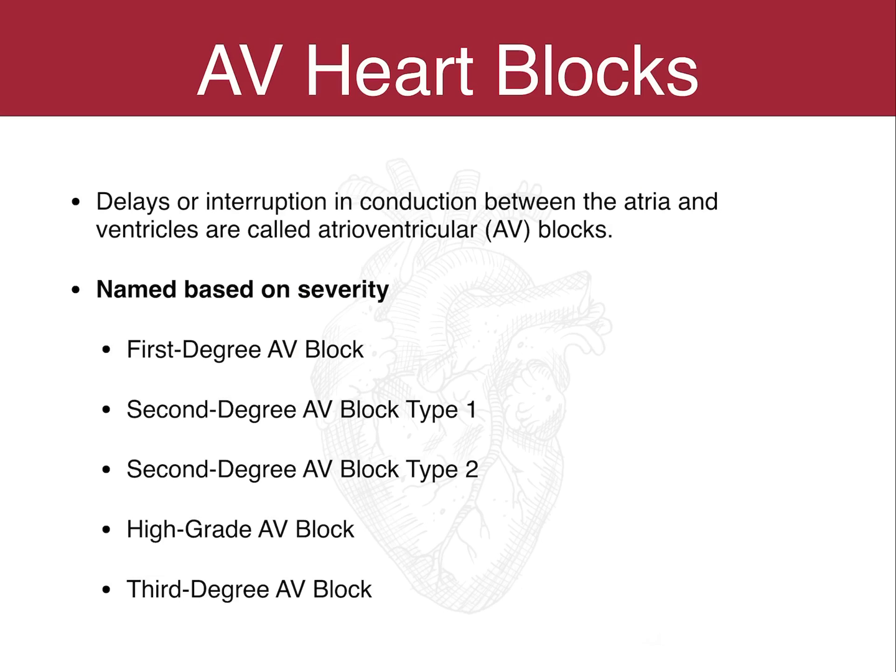We have listed below here 5 different types of AV heart blocks, and all their names are given based on the severity of the heart block. So the least severe is your first degree AV block, and as we go on down, the block becomes more and more severe until we get to a 3rd degree or complete AV heart block. So through this lecture, we're going to walk through all of these different types.